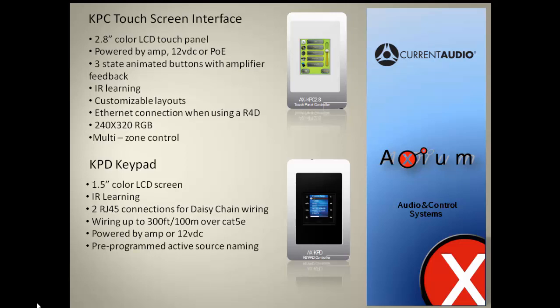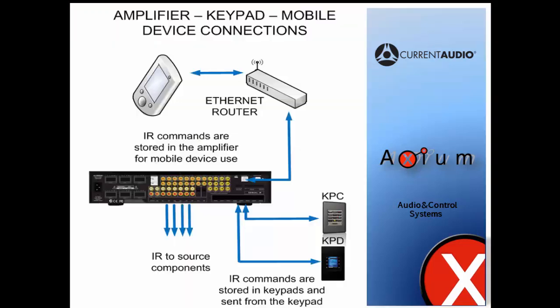Pre-programmed active source naming, meaning that you can name these sources within the amplifier itself and they automatically populate your keypad for you. Has the same selective active feedback. In other words, if I push the CD button, I can have it change to that color there. When I push the volume up and down, I can actually get feedback from the amplifier to see it go up and down. Same multiple control. One keypad can control all 96 zones or any combination.